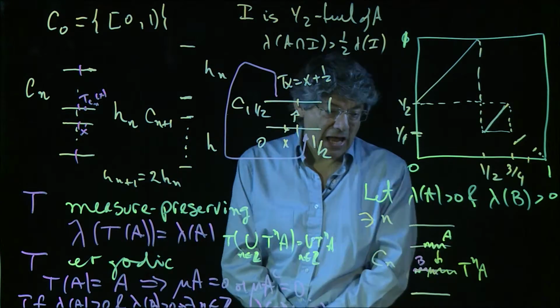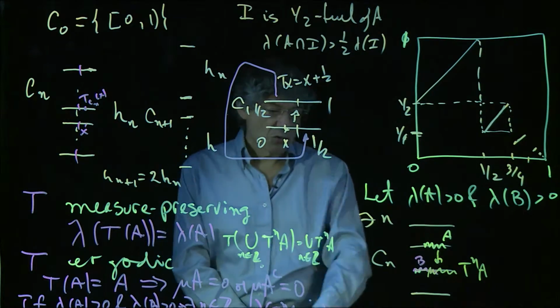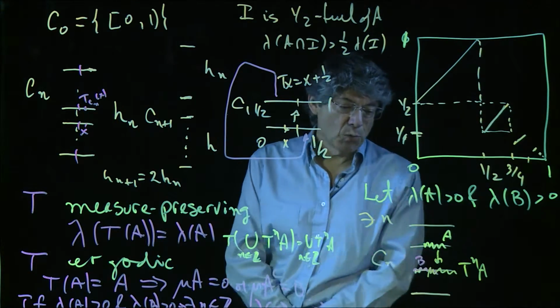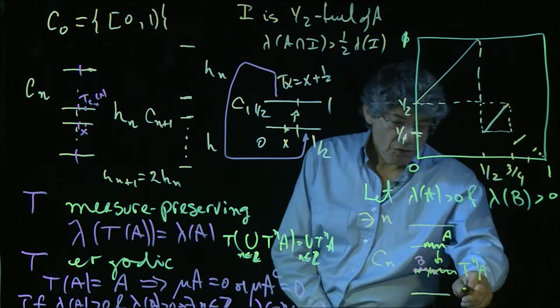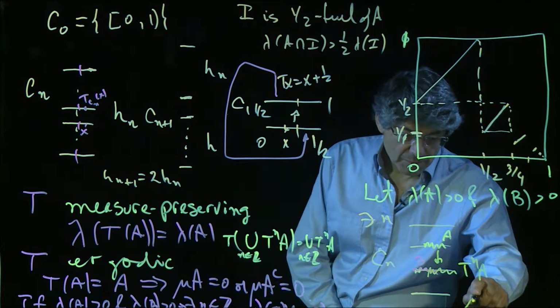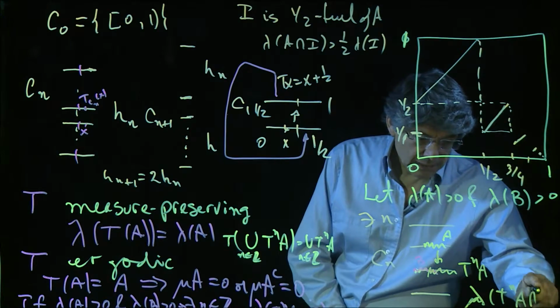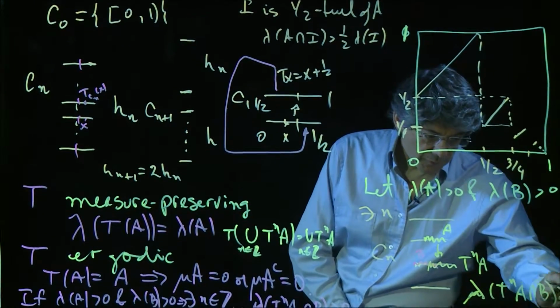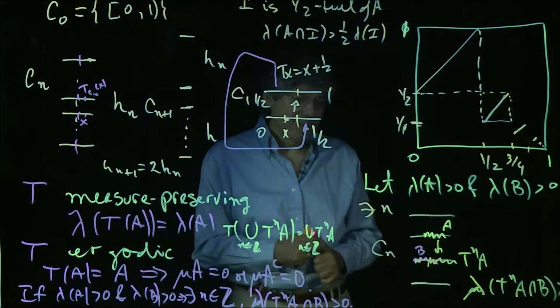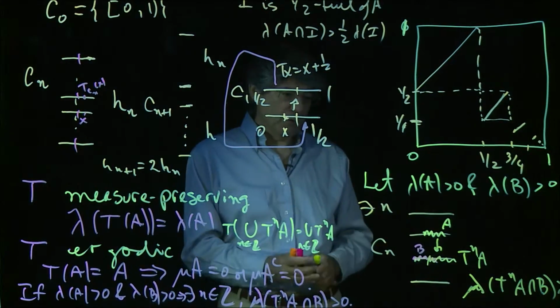Because T is a translation on levels here, T to the n of A must have more than half the measure of this level, and B has more than half the measure of that level. So there must be an intersection. It must be the case that the measure of T to the n of A intersect B is positive. So that ends the proof of ergodicity.